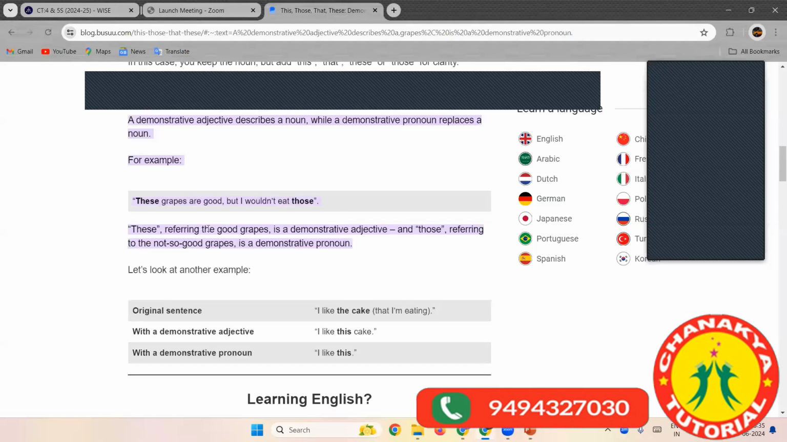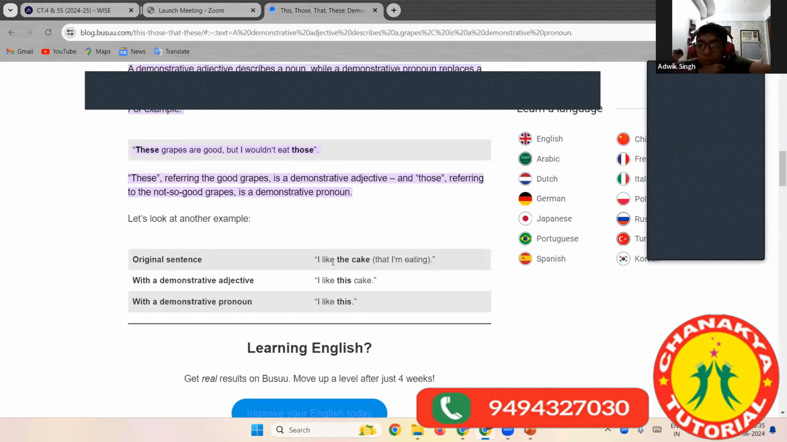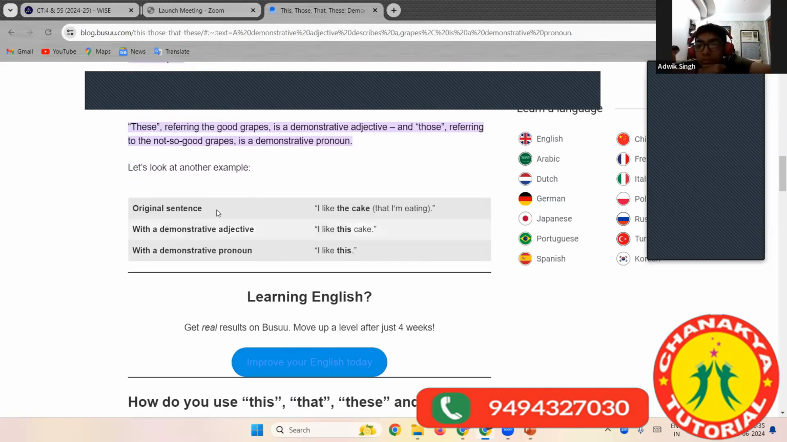As we said, these refers to good grapes, so these is the demonstrative adjective, right? Those refers to not so good grapes, so it's a demonstrative pronoun. Yes, sir. Now see the other sentences.